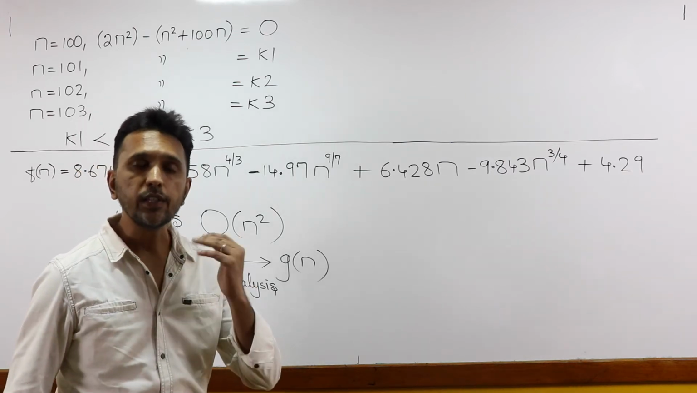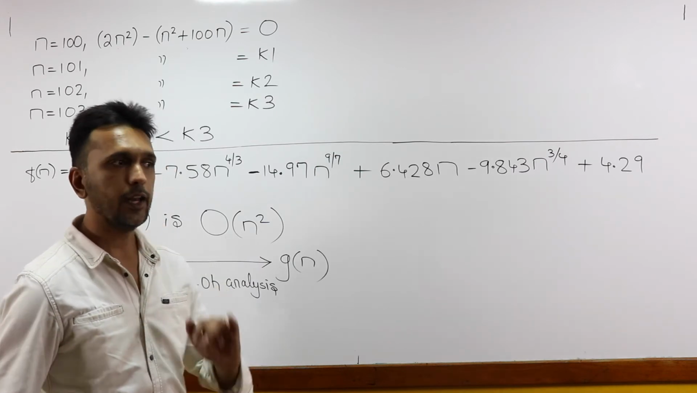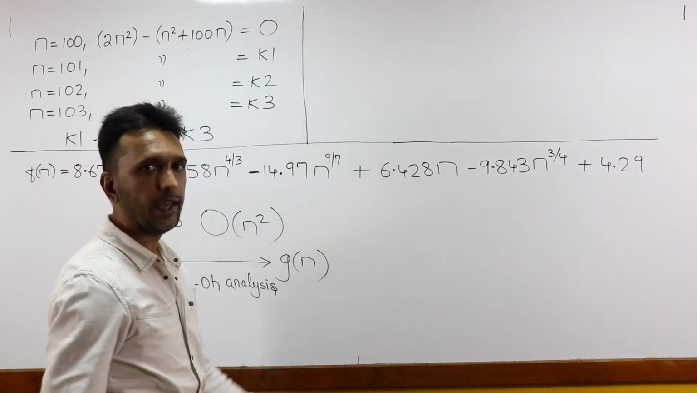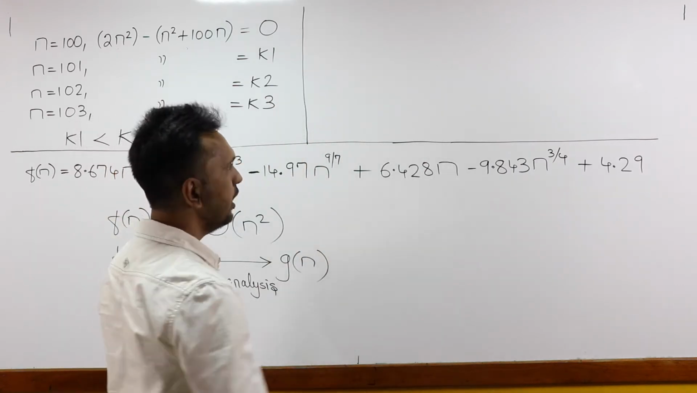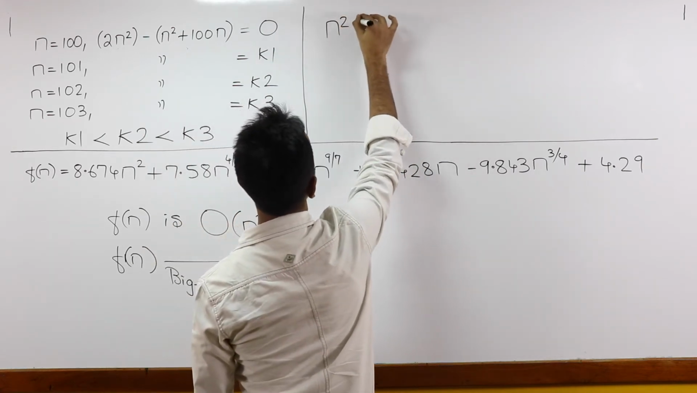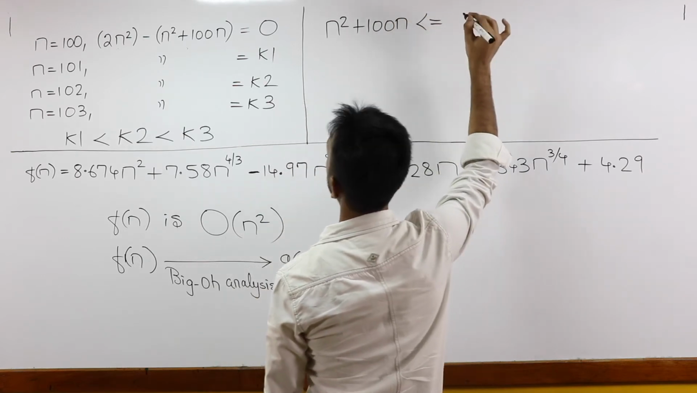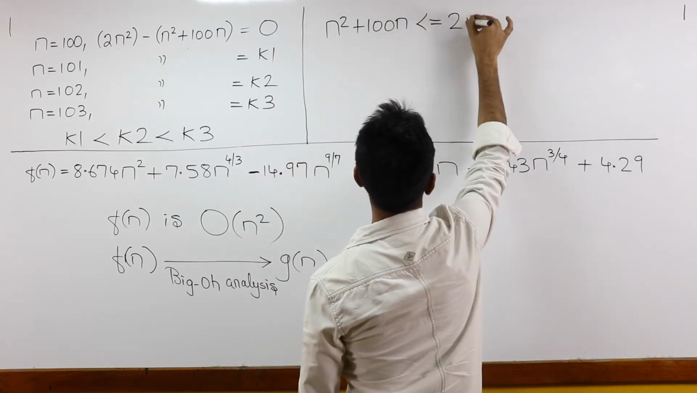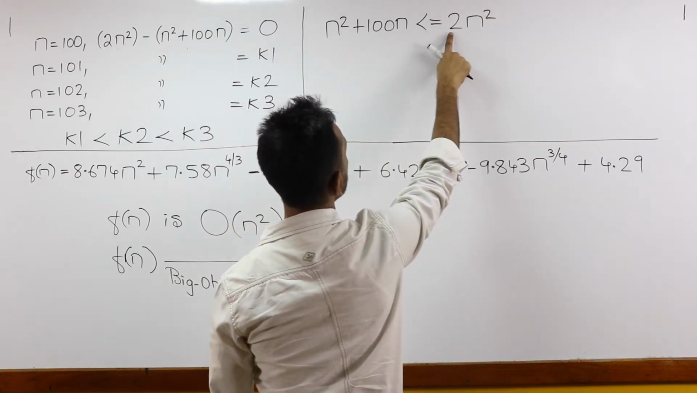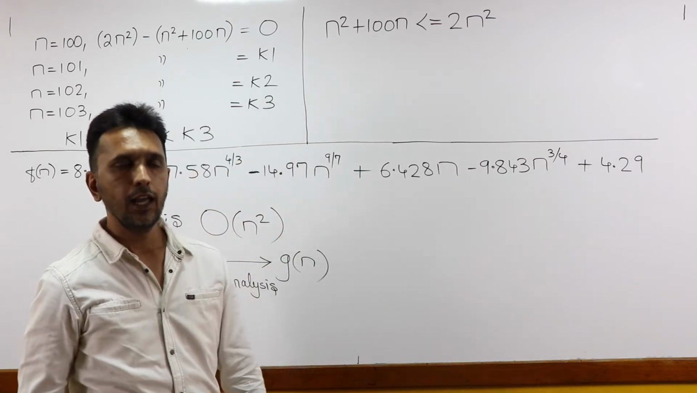Now let's talk about the second advantage of big O notation, very important. And in order to understand the second advantage, let's go back to that example which we have seen. If you remember, you saw something like this, n square plus 100n less than equal to 2n square. This was f of n, this is c, this is g of n. I hope you remember that.